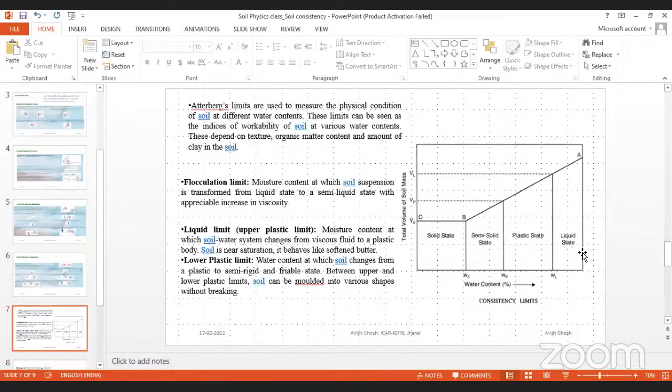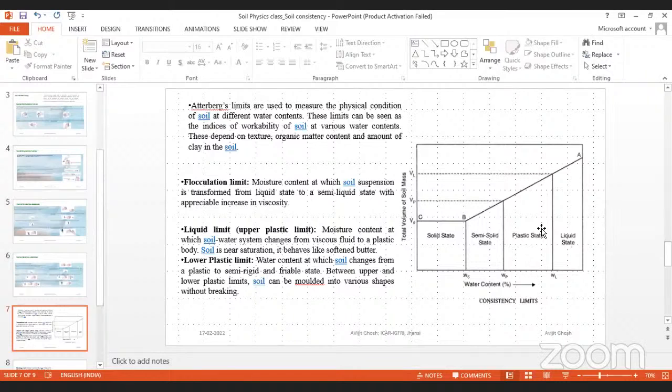If we evaporate the water, the moisture content will gradually reduce, and a point is reached when the soil will change from liquid state to plastic state. That point is called the flocculation limit of soil water. That is from liquid state to semi-liquid state.